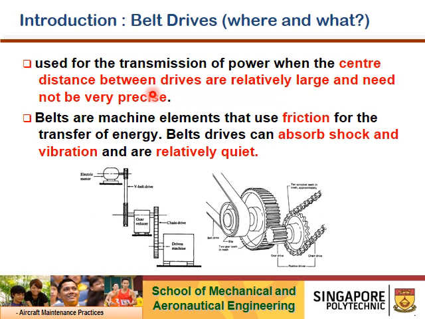Belt drives are used for transmission of power when the center distance between drives is relatively large and need not be very precise. That means you can have some play. Belts are machine elements that use friction for the transfer of energy. Belt drives can absorb shock and vibration and are relatively quiet as compared to chain drive.